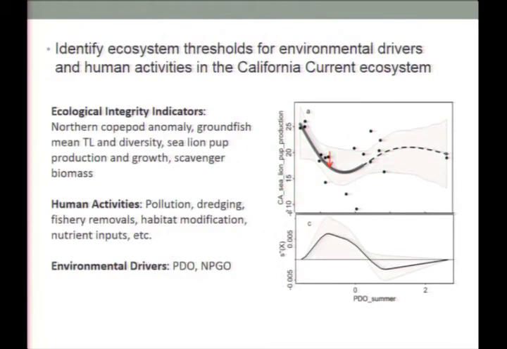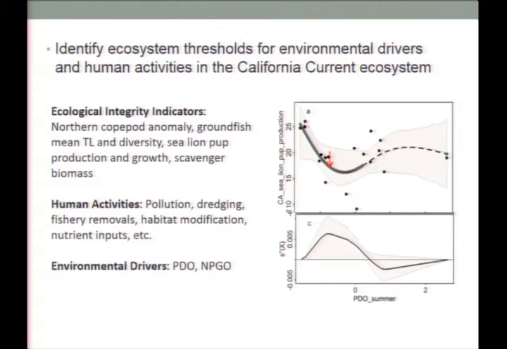And for this paper that we are writing based on this workshop, we really were focusing particularly on identifying ecosystem thresholds for environmental drivers and human activities in the California Current ecosystem. The ecosystem states, the human pressures, and the environmental pressure indicators came from time series from the California Current Integrated Ecosystem Assessment, which is a tool to help support ecosystem-based management. And so in doing so, we're hoping that the information that we learn from the study can actually be useful in a management context.